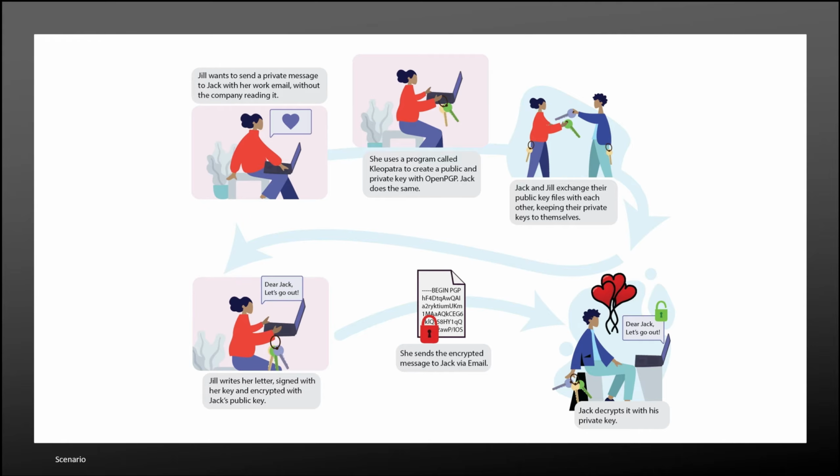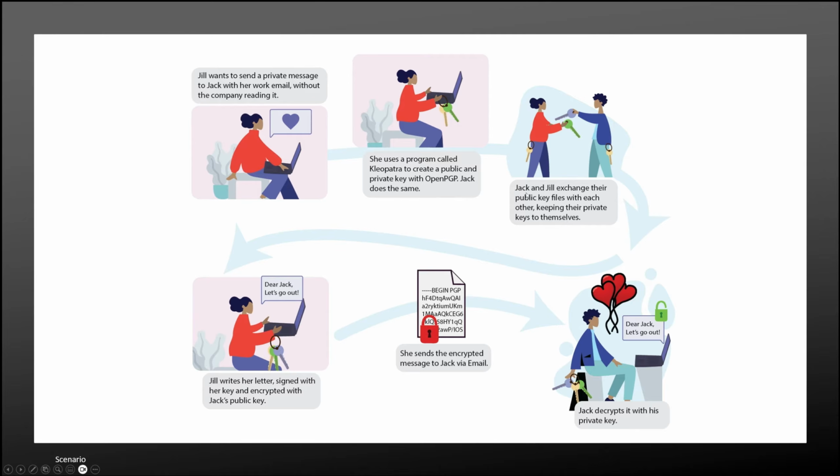Let's look at a scenario here. Maybe it will help solidify this concept a bit better. So we have these two people, Jack and Jill. Jill wants to send a message to Jack without anyone being able to see it other than Jack. She uses a program called Cleopatra to create a public and private key pair with OpenPGP. And Jack does the same thing on his computer. Jack and Jill exchange their public keys, which again, we're allowed to share with each other, but they keep their private keys to themselves.